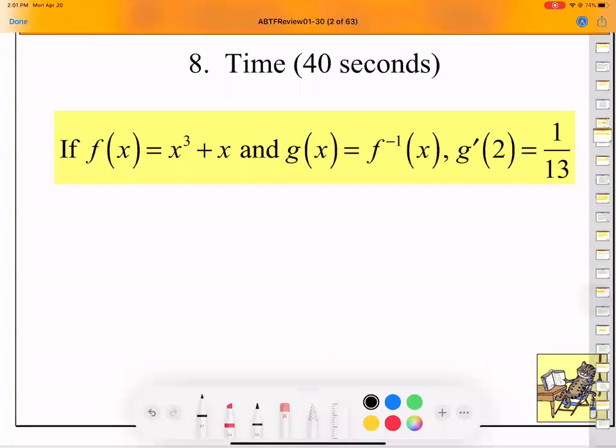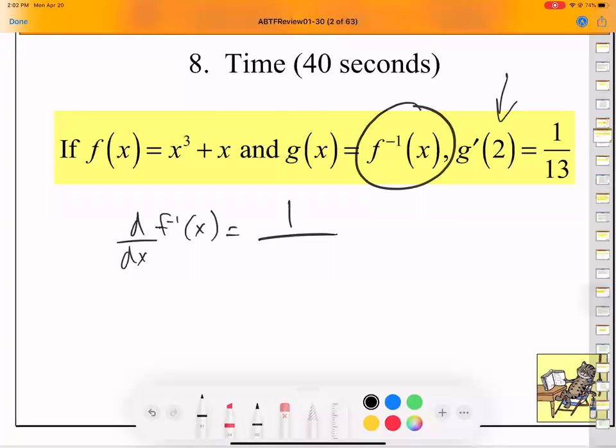Okay, number 8. If f of x is equal to x cubed plus x, and g of x is the inverse of that, what is the derivative of the inverse at 2? Do you guys remember what the rule for the derivative of the inverse is? You switch x and y. Yeah, that's right, we do kind of switch them. We wrote this is equal to 1 over f prime of y or something like that, right?